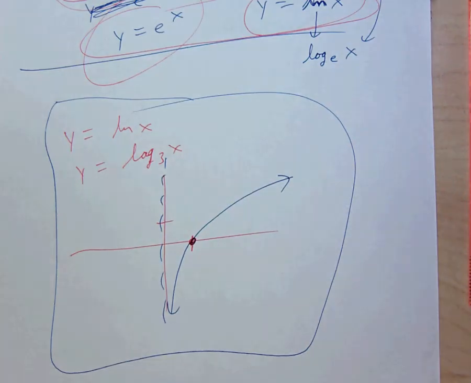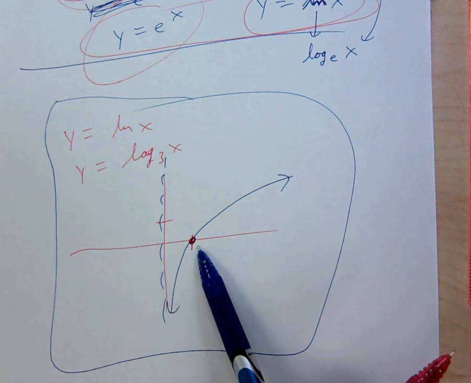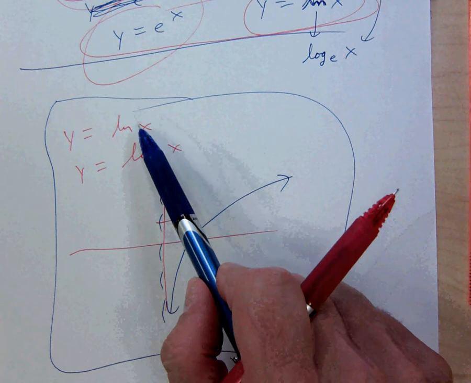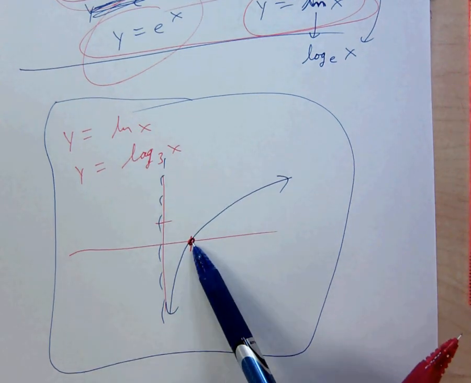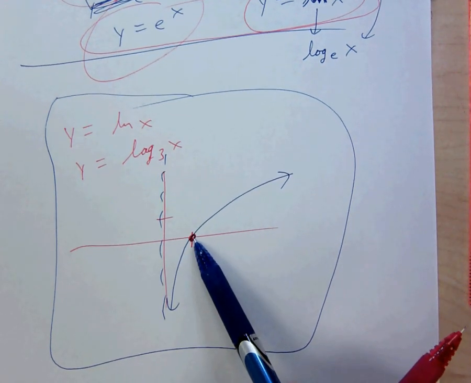Right? And by the way, what can you get from this graph? What's the natural log of 1? 0, because of that point. What's the natural log of 0?